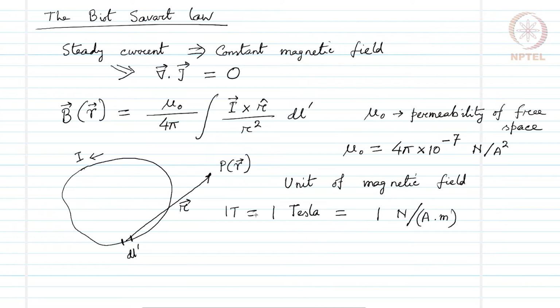Now, let us see an example of how to calculate the magnetic field using the Biot-Savart law. Let us consider a current on a straight line like this. This is a wire and it is carrying steady current.